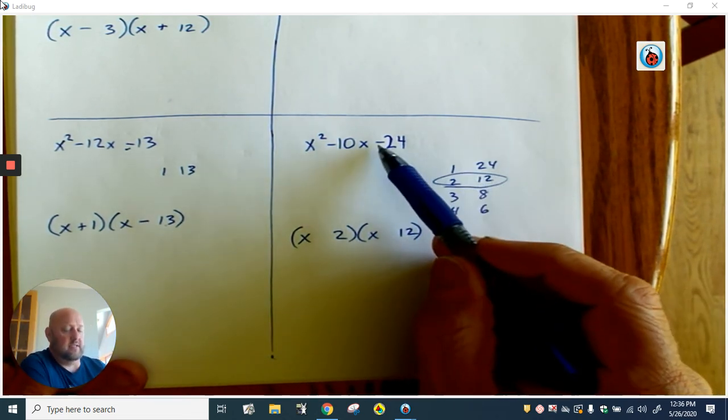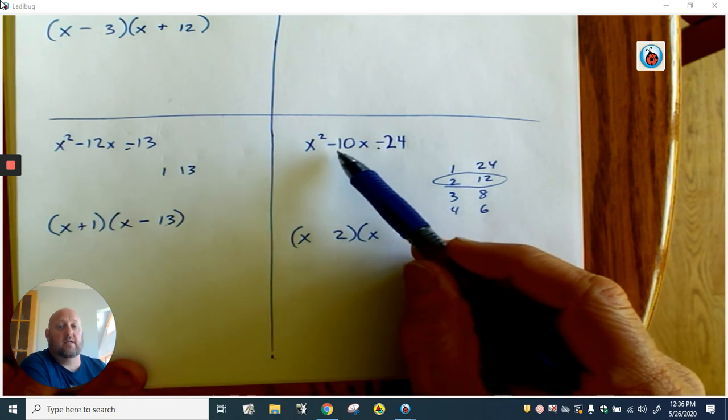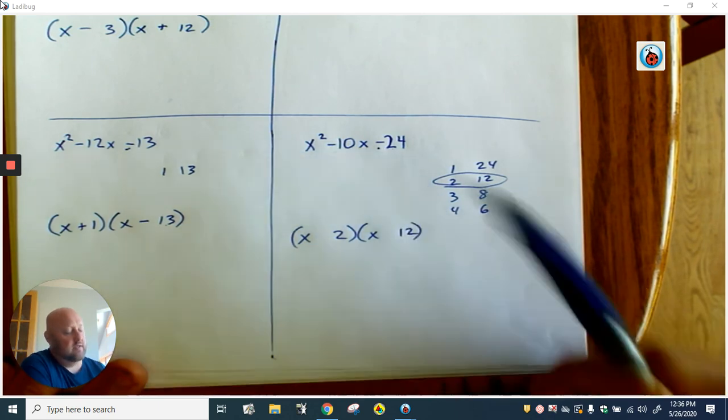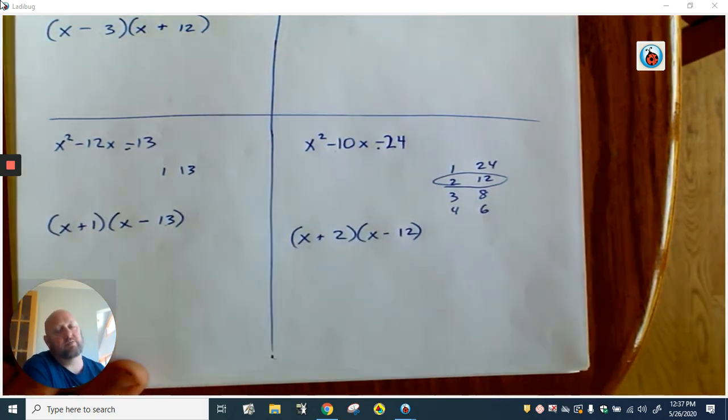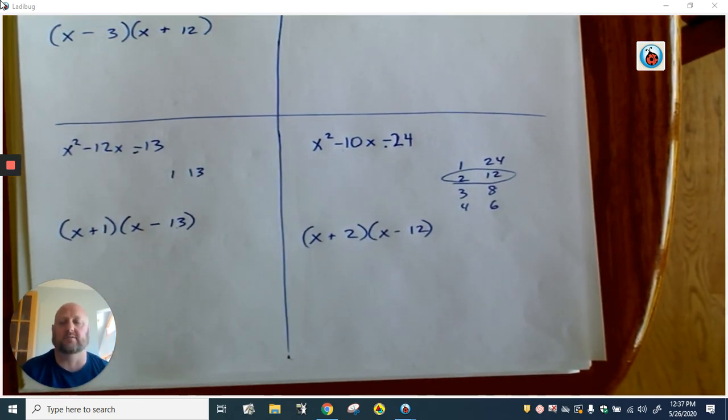So I know it's got to be a 2 and it's got to be a 12, right? So again, my signs have to be different because of that. And then the bigger number has to be negative because of that negative 10. So the 12 is negative, the 2 will be positive, and that's how I'd have that answer.